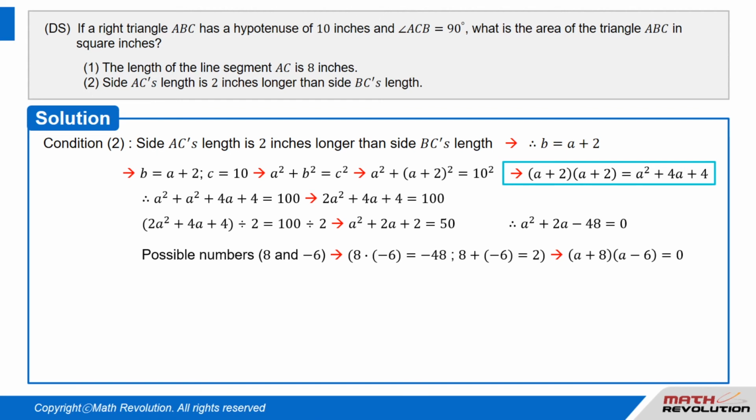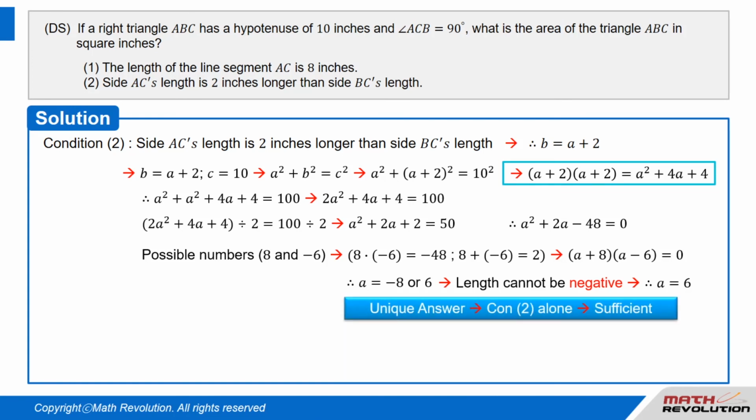The equation becomes the whole of a plus 8 times the whole of a minus 6 equals 0. So a can be 6 or negative 8. As the length cannot be negative, a will be 6. Since it is a unique answer, this condition is sufficient.